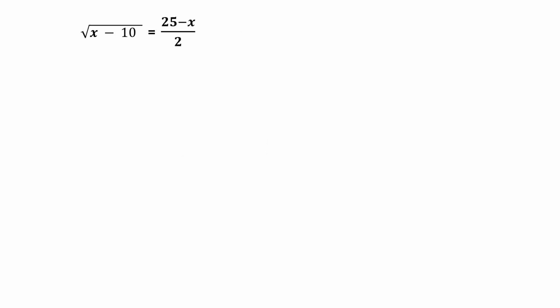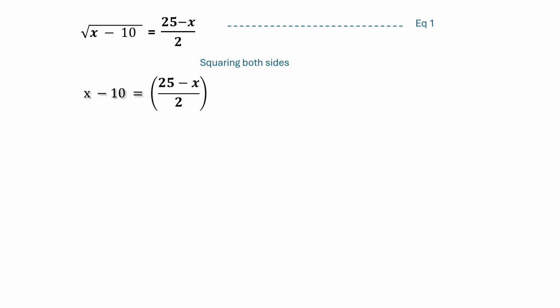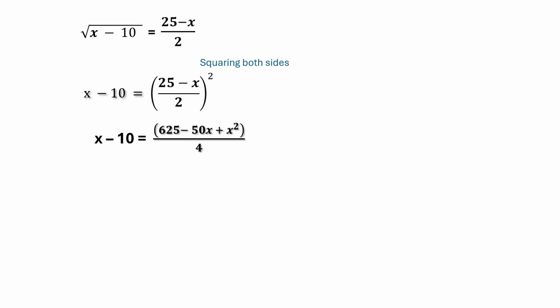From here on out, it's just smooth sailing algebraic execution. To destroy that last remaining radical on the left, we are going to square both sides. This gives us x minus 10 equals 25 minus x over 2, all squared. Next, we expand the right side. The numerator becomes 625 minus 50x plus x squared, and the denominator becomes 4. Let's cross-multiply that 4 to the left side.